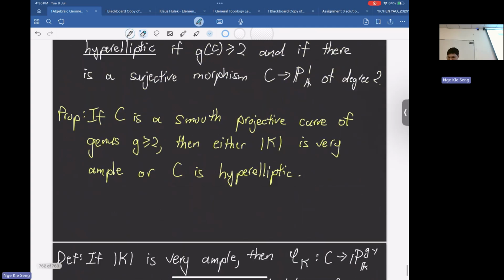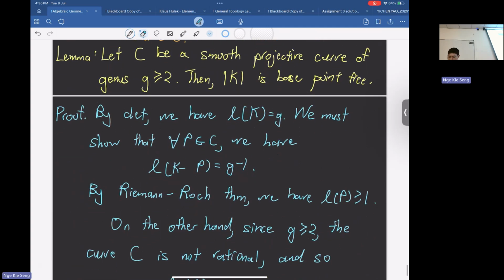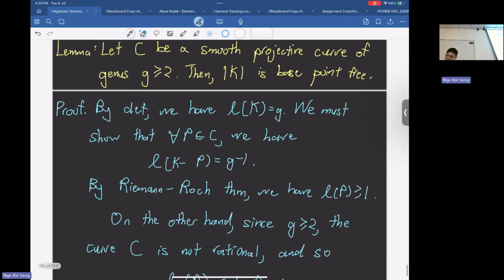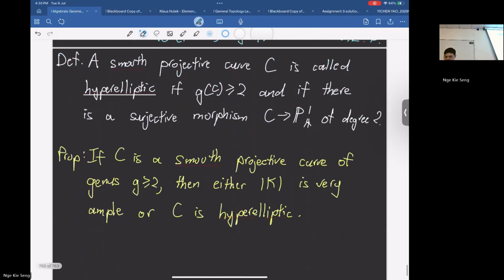So, if your curve has genus g greater than or equal to 2, then your canonical divisor will define a base point free linear system. And a smooth curve is called hyperelliptic if the genus is greater than or equal to 2 and there is a surjective morphism to P1 of degree 2.